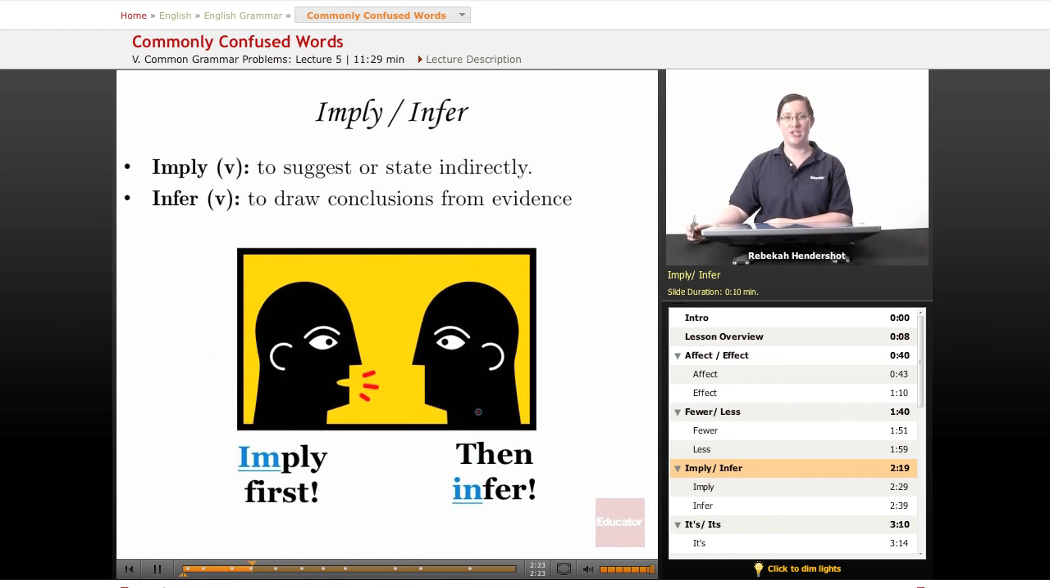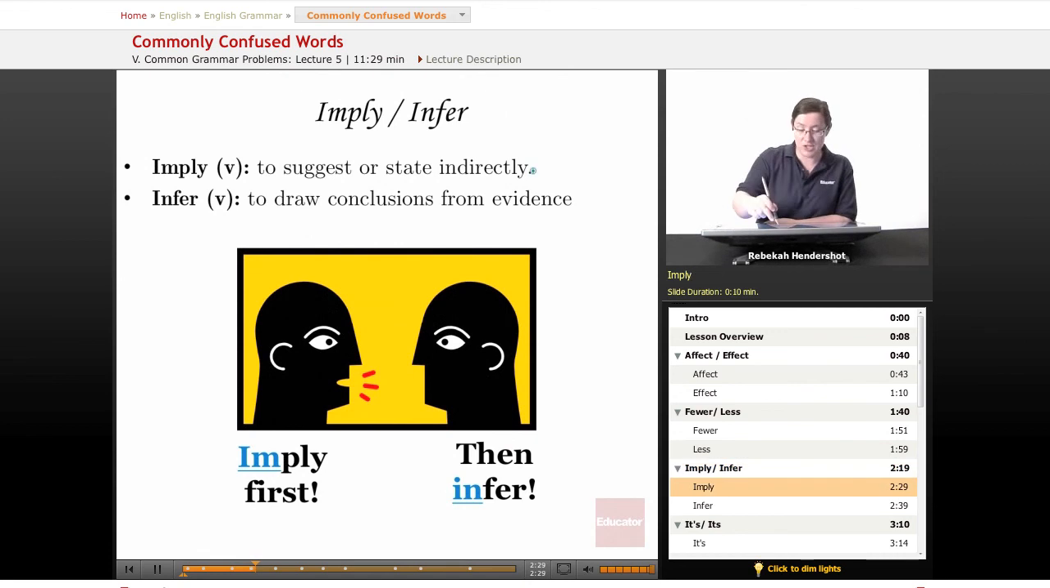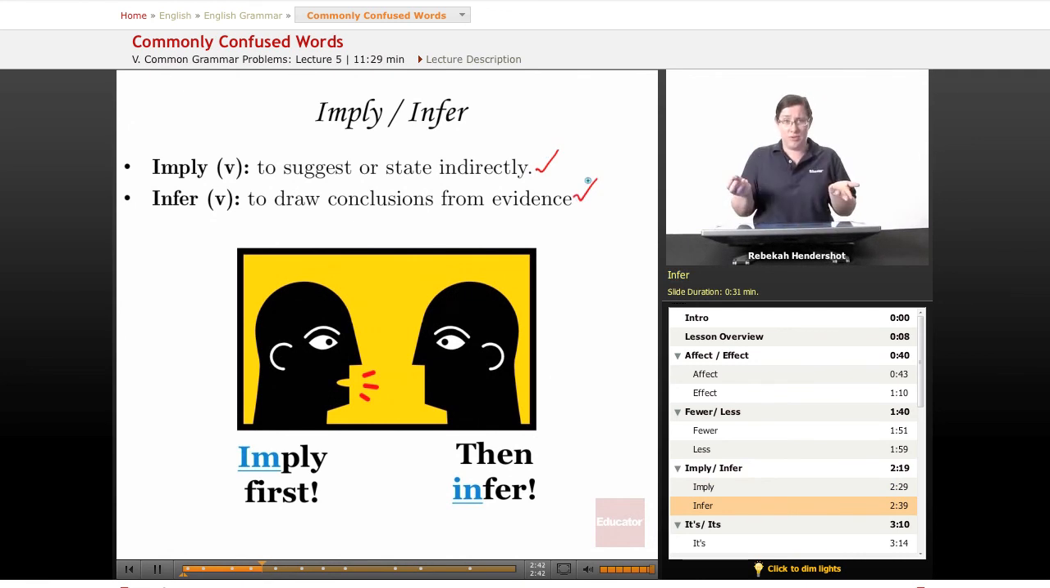All right, imply versus infer. This one will drive your teachers absolutely nuts if you mix it up, and sometimes it drives your teachers nuts privately. Imply means to suggest or state indirectly. You're saying something and you're implying, you're giving the impression of something a little extra or something else. To infer is to draw conclusions from evidence. That's what Sherlock Holmes does in pretty much all of his stories.